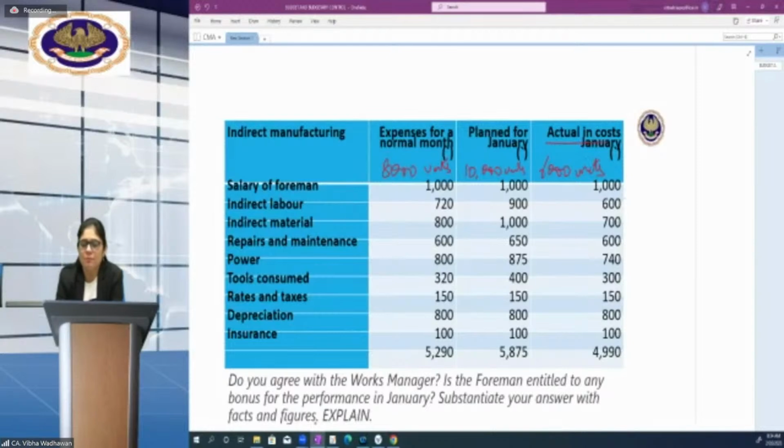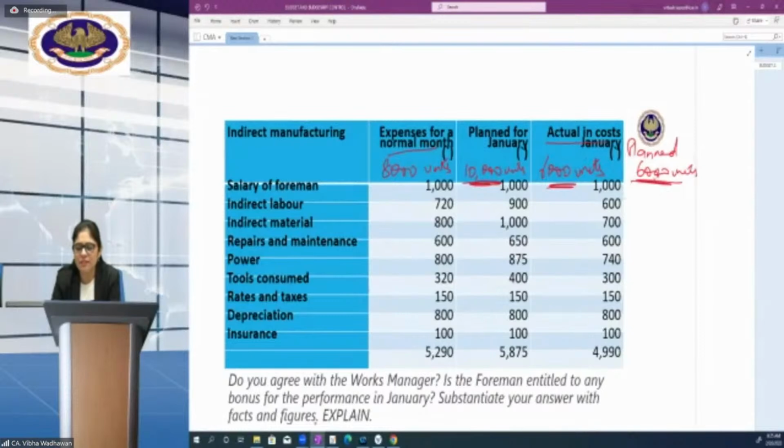You have to make a plan for 6,000 units. You got it? This is the cost for 8,000. This was the budget for 10,000. But we don't have a budget for 6,000. Clear? Because the actual cost for 6,000 is given, we should have the budget for 6,000. Then only we'll be comparing. We can't compare 6,000 with 10,000. We have to compare 6,000 with 6,000 only.